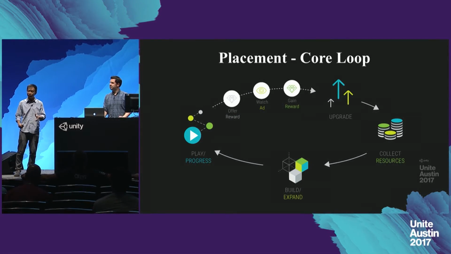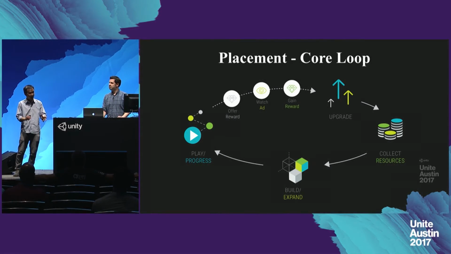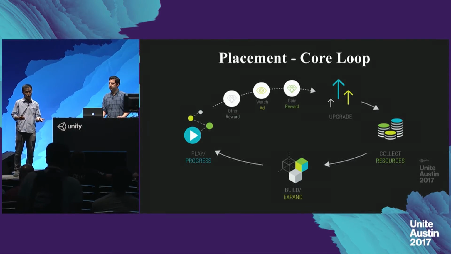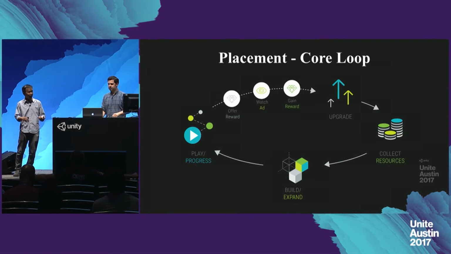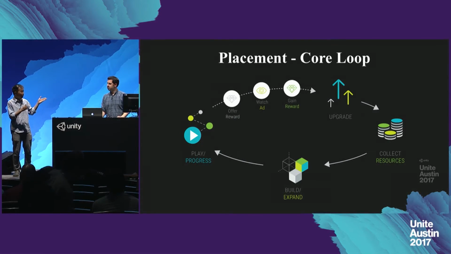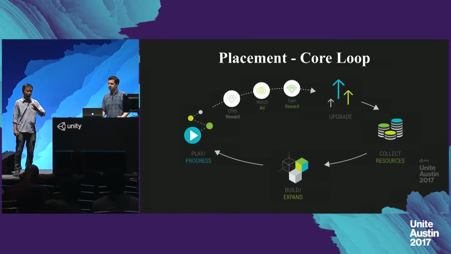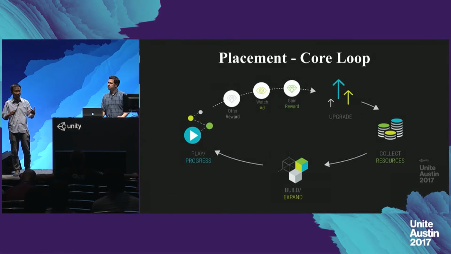So the best way to do placement of advertising is to place it exactly in your core game mechanics, the core loop. People get a reward by watching an ad. They can spend that reward. They can upgrade their building. And then they collect resources. And then that will resume with the play and progress. When you have advertising that is completely seamless in your game, that allows players to get the best UX, and that will also drive engagement.